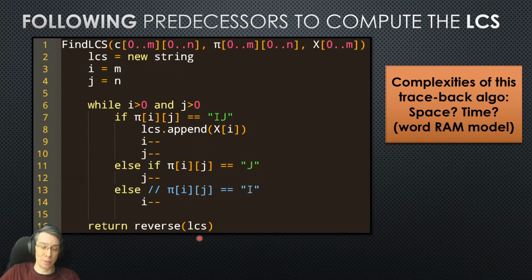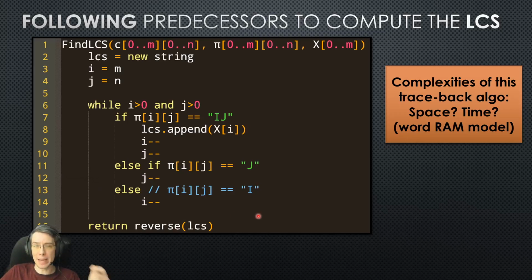So in total, and then reversing can be done in time that's linear in the length of the string, and the length of the string is, in the worst case, the bigger of m and n, which is order m plus n. So reversing will take order m plus n time as well. So this whole thing could be done in order m plus n time.